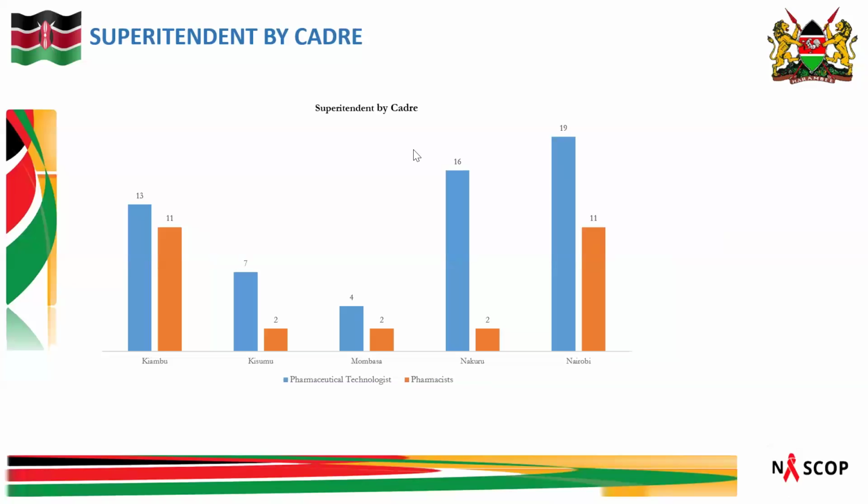On the issue of being superintended, the blue indicates those pharmacies which are superintended by the pharmaceutical technologists, and the orange denotes the pharmacies superintended by a pharmacist. And as you can see, in Kiambu, we had 11 out of the 24 pharmacies being superintended by pharmacists. Kisumu, we had 2 which were superintended by pharmacists. Mombasa 2, Nakuru 2, Nairobi 11.